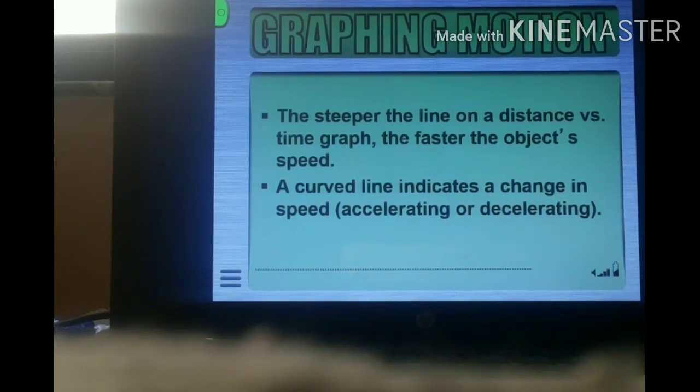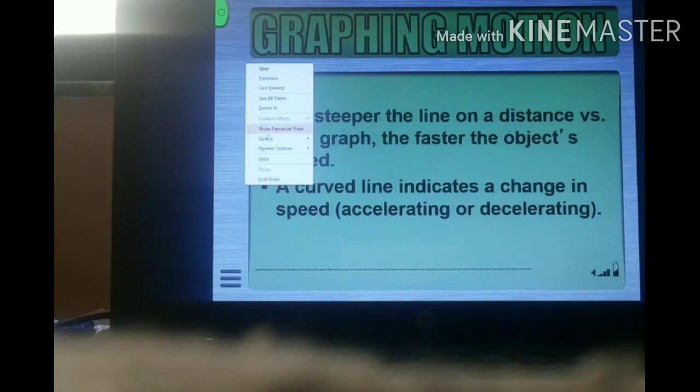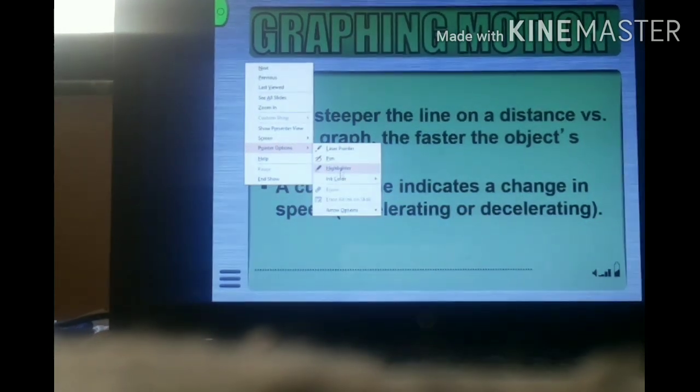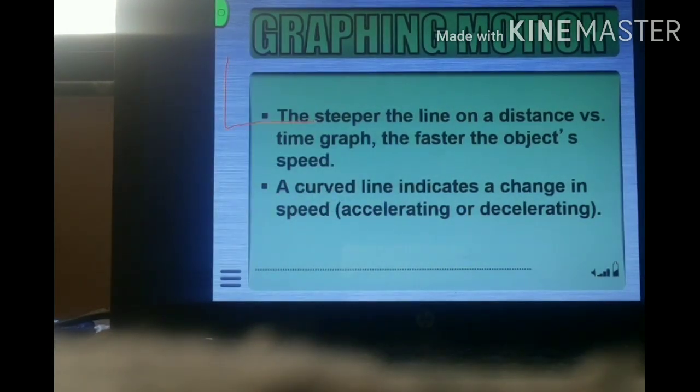The steeper the line on a distance versus time graph, the faster is the object's speed. Steeper line means what? Whenever it is towards the y-axis, it is called steeper. This line is moving faster as compared to this line. The curved line indicates that there is a change in speed, so it is accelerating or decelerating.